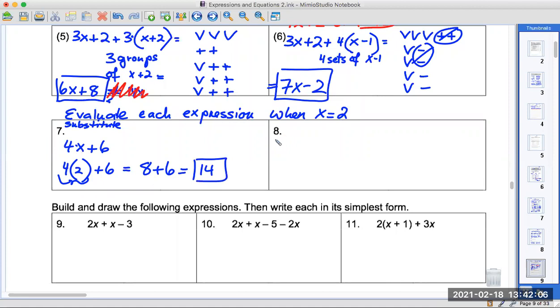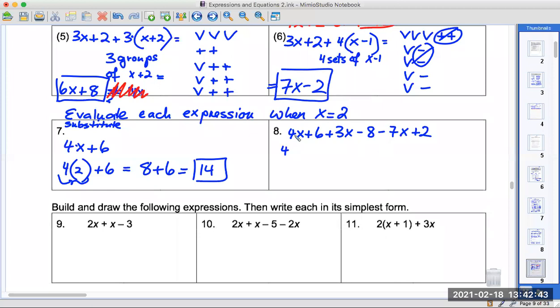Now, the big Kahoot problem. This is huge. We're doing the same thing. We're substituting or evaluating when x is 2. Here's the question, 4x plus 6 plus 3x minus 8 minus 7x plus 2. It's huge. You're going to be like, oh my gosh. So this is an expression. It's not an equation. We don't have an equal sign and something on the other side. Now our job is to substitute for every x the number 2.